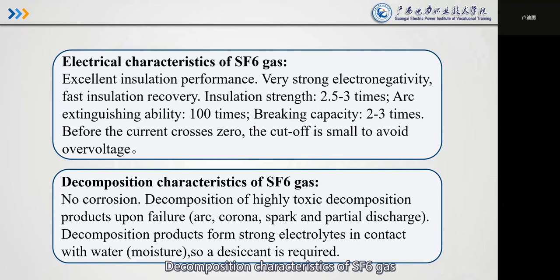Decomposition characteristics of SF6 gas: it produces highly toxic decomposition products upon failure, arc, corona, spark, and partial discharge. The decomposition products form strong electrolytes in contact with water, so drying is required.